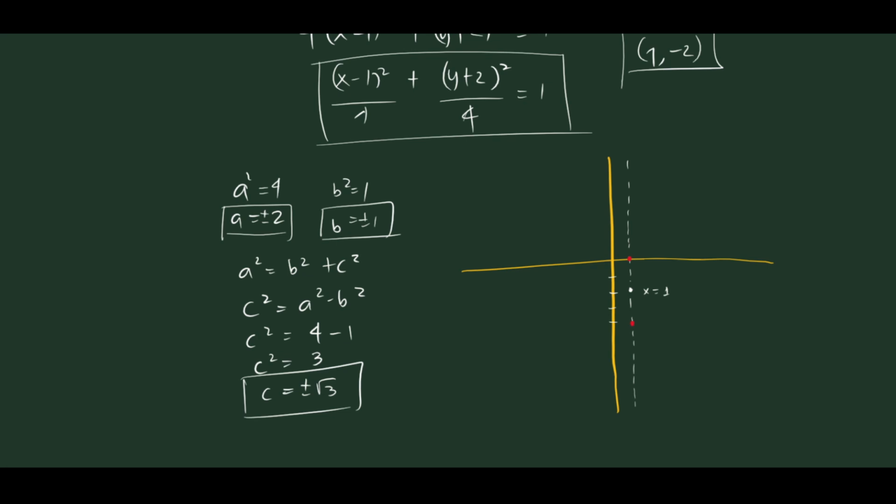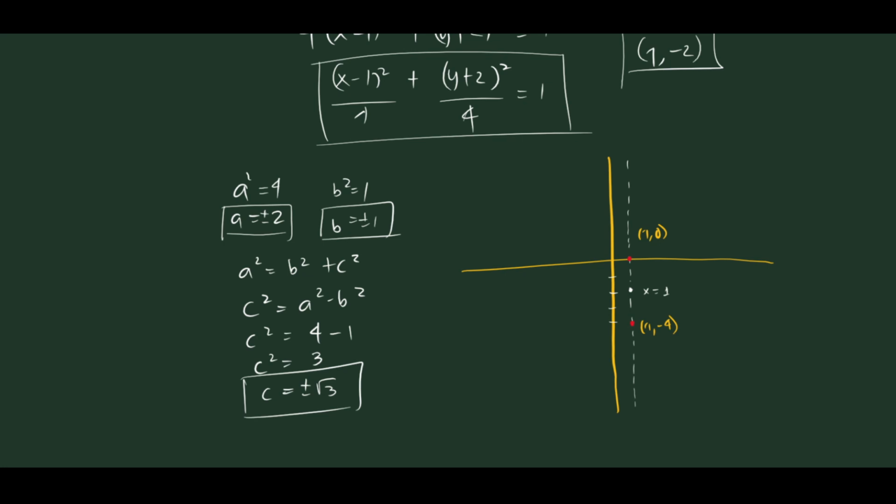As for c, let's find out the coordinates first. We have here 1 and 0. We also have here 1 and -4. So those are the locations of our vertices.